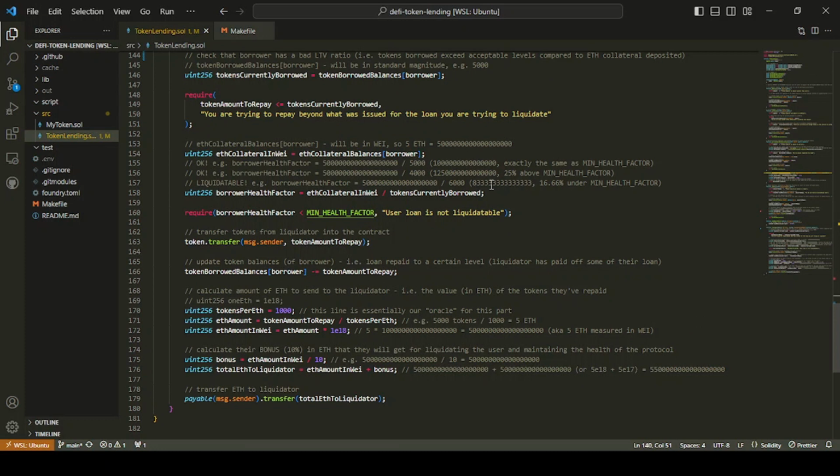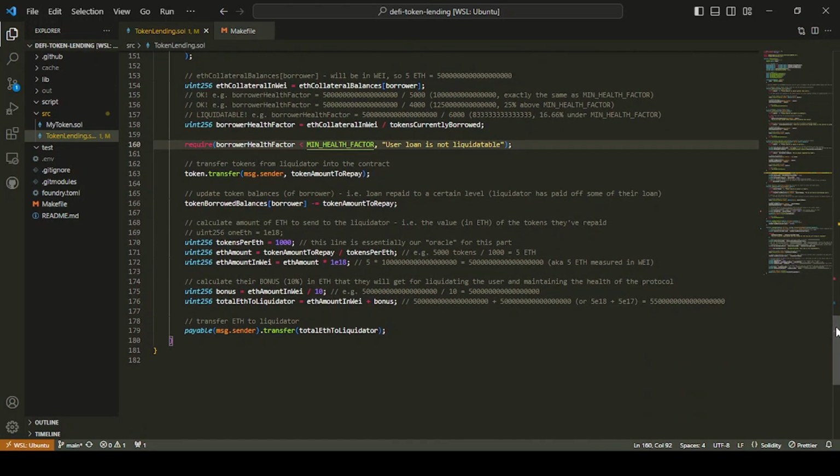1.3 or whatever it is, and then it'll be much less than this one, and then we'll be able to get by it. And then what happens is tokens transfer from the liquidator into the contract. So then we're winning. Once these requires hit, once we know that the borrower's health factor is less than the minimum allowed, then we're going to transfer the tokens into the contract from message sender, the amount to repay, and update the token balance of the borrower.